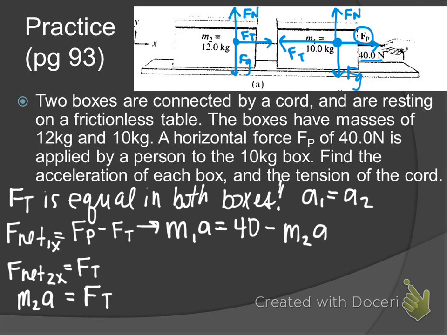So now what other numbers can we start plugging in? We know both of our masses, so we can plug those in. So M1 times A, which is 10A, equals 40 minus 12A. So to solve for A, I'm going to add that 12A to the left side.